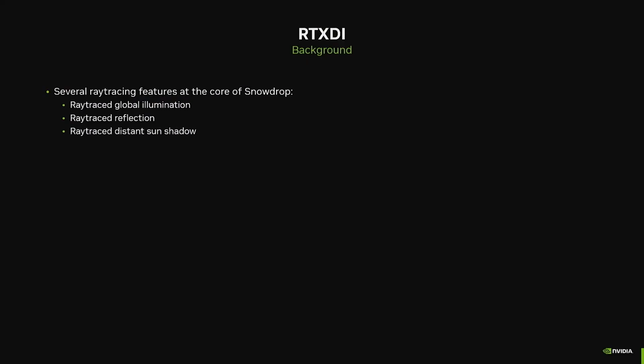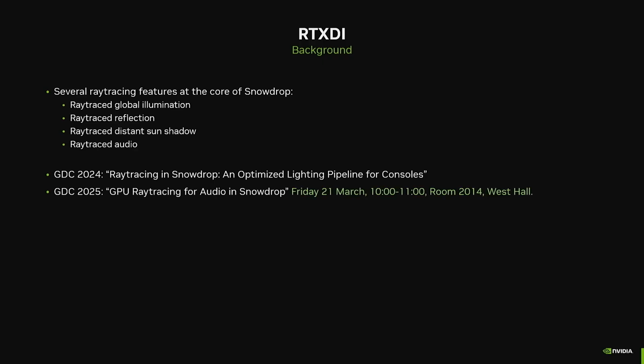All right. Let's talk about RTXDI. So some quick background first. The Snowdrop engine includes several ray tracing features that are at the core of the engine. We have ray traced global illumination, ray traced reflection, ray traced sun distance shadows, and ray traced audio. For the reflection and global illumination part, I gave a presentation at last year's GDC if you are interested. And for the ray traced audio part, my colleague will give a talk this Friday.